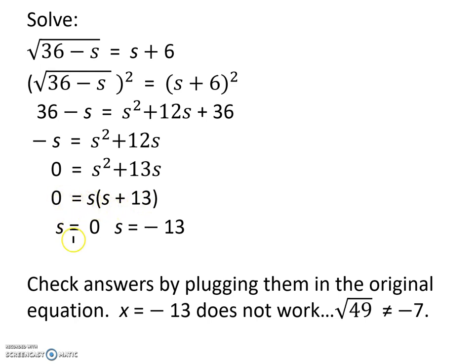Well, s could equal 0, or s plus 13 could equal 0, which would mean s is negative 13. But we want to check our answers by plugging them into the original equation, and when we do that, we find out s equaling negative 13 does not work, because the square root of 49 does not equal negative 7.